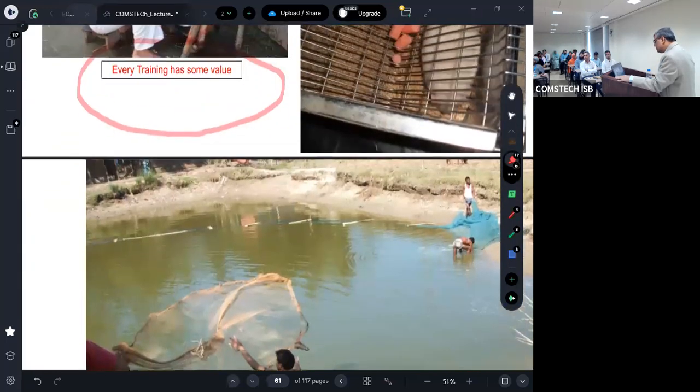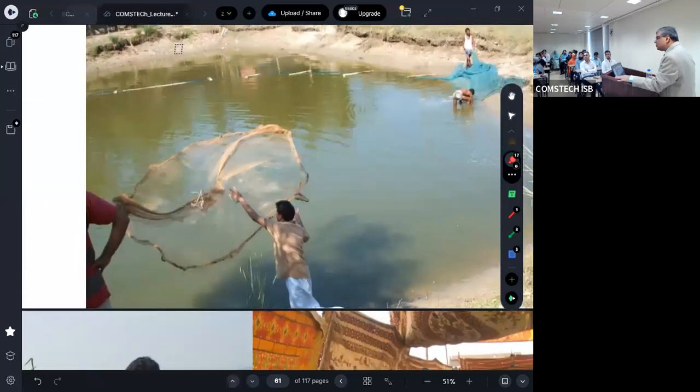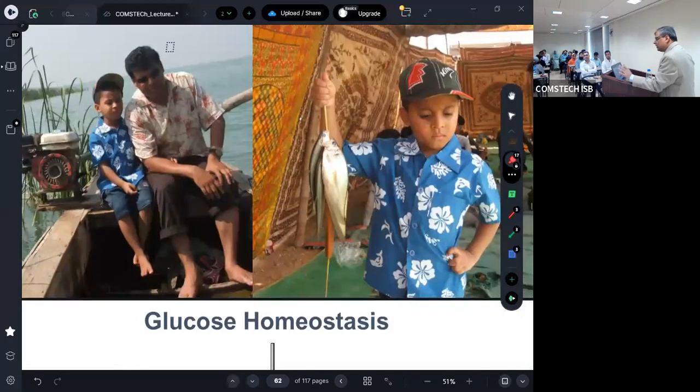So this is training from my hometown: how to catch fish by netting. Once I was in Karachi, we went on a picnic. This is a boat and this is my young son. I caught a few fish and everybody was surprised. The training I got in my hometown was impressive somewhere, sometimes. Any training you got anywhere will work sometimes.